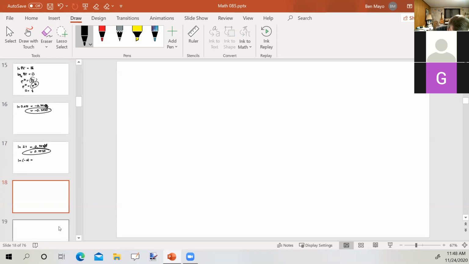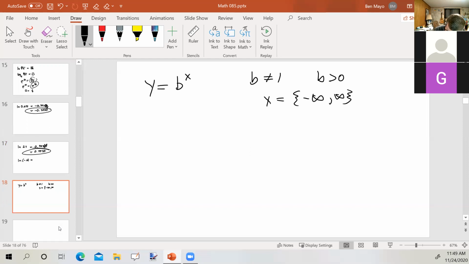So y equals b to the x. I'm going back to section, I think it's 11.3. We talked about how the base can't equal 1. The base has to be greater than 0. Okay, and x can be what? Any real number. Actually, I should use parentheses there. And y is greater than 0. We talked about the domain and range. Do you remember that? Yes.